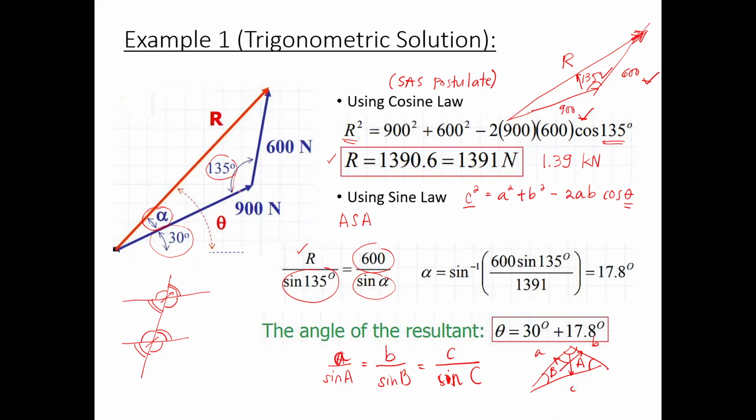For example, your R here. The angle facing the R side is 135 degrees, so that's why it's being paired up here. Then 600, the opposite angle of the 600 side is the angle alpha, so they're also paired up. That's how you use your sine law. Then I think you know how to use your calculator. Getting the angle, you have 17.8 degrees. We always refer from the x-axis, so the angle of the resultant is 30 plus 17.8, which is 47.8 degrees.